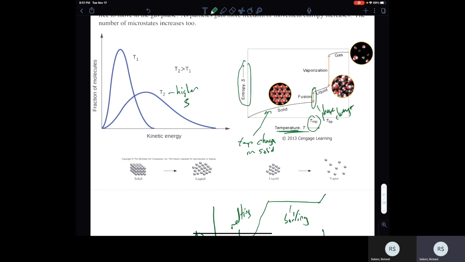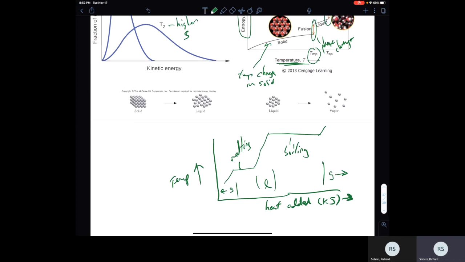And then you see the liquid phase, increasing temperature, increasing entropy, but then a huge jump for vaporization. Because now we lose all intermolecular forces, truly independent particles, much more dispersion of energy in the gas than the condensed phases. So that's that graph there.